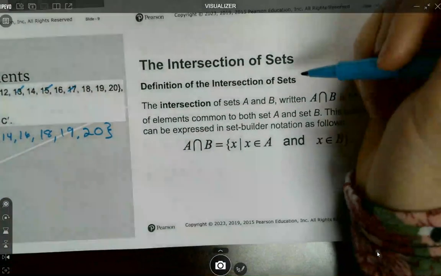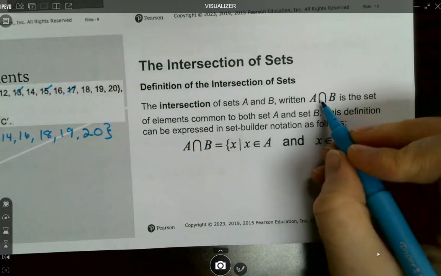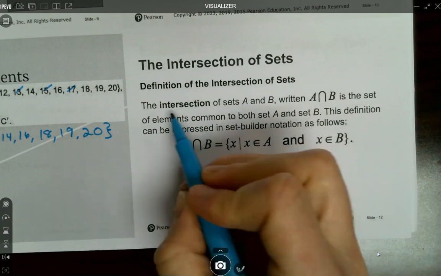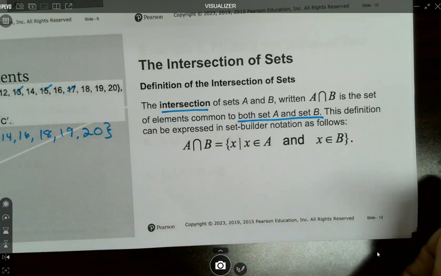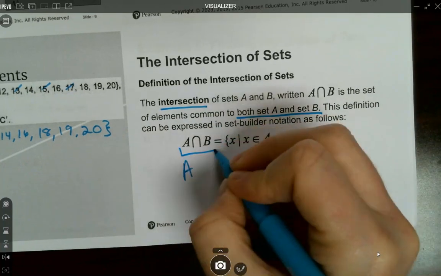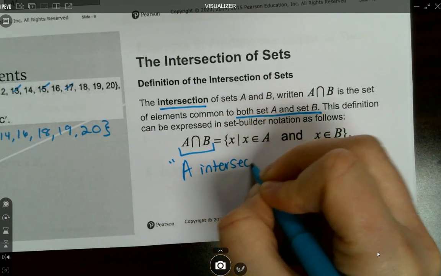The intersection, it's where they intersect. So it's the upside down U. Intersect means it is in both set A and B. So this is said as A intersect B.